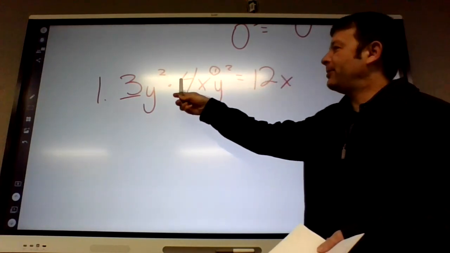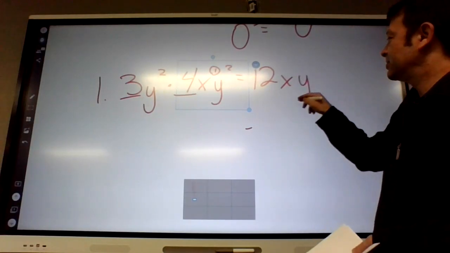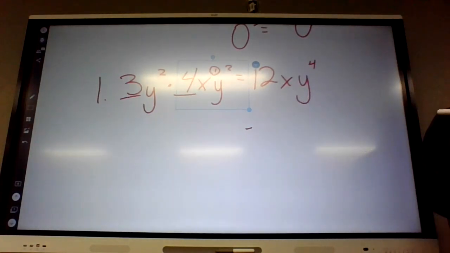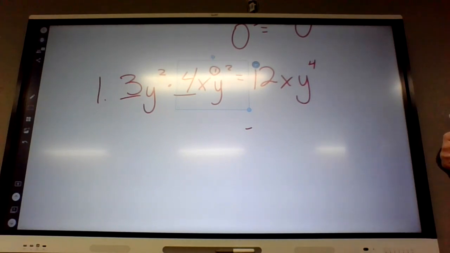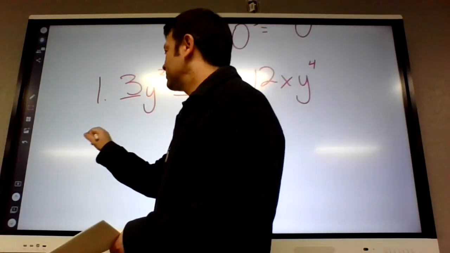Anyways, so I don't have anything to multiply the x with, so I'm just going to put x. Okay, how about the y's though? y squared times y squared is... Okay, did we add the exponents there or did we multiply? We added the exponents. Just so happens that 2 times 2 is 2 plus 2, but we did add. We solved the problem.